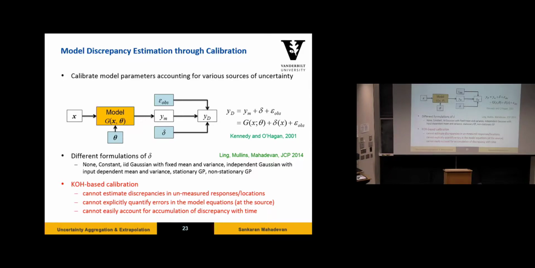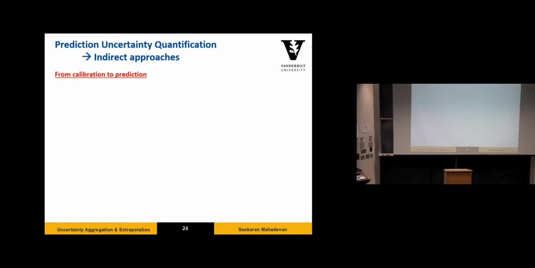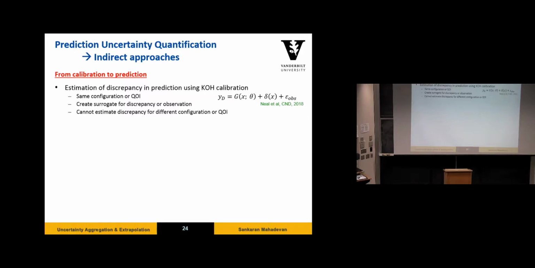And of course, this is also a challenge where the discrepancy is accumulating with time in dynamic systems, whereas this has been mostly applied to static cases or instantaneous discrepancy at different time instants. So these are some of the limitations of this Bayesian parameter estimation type approaches. So whatever I discussed before in terms of uncertainty aggregation, though, that would fall under this class of what I call indirect approaches, where I'm going from calibration to prediction.